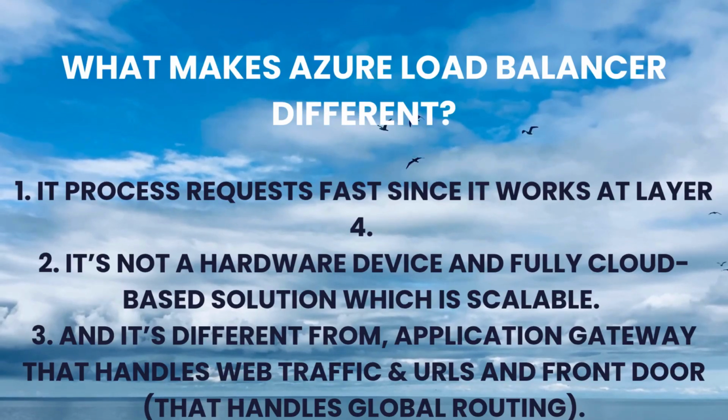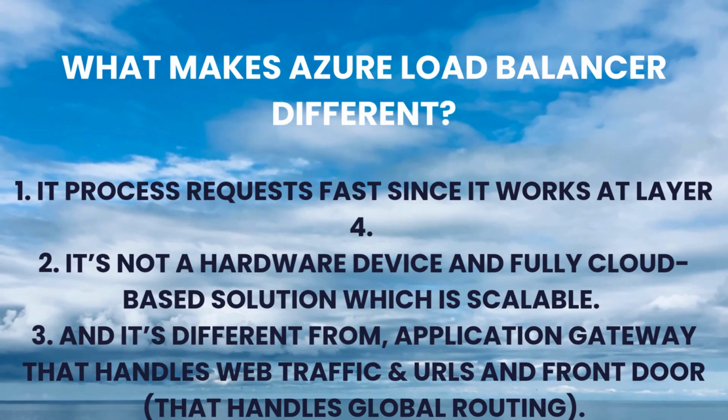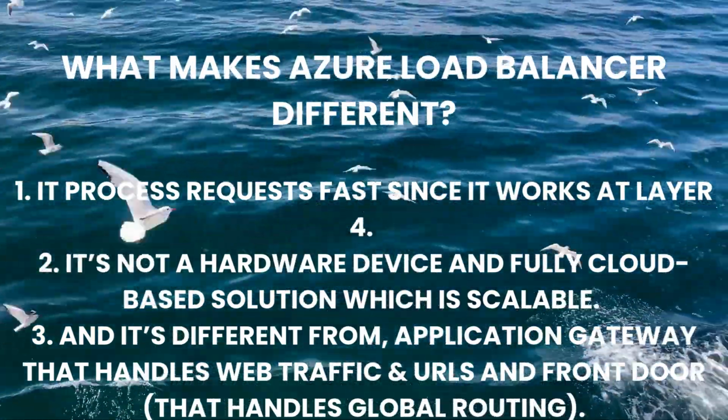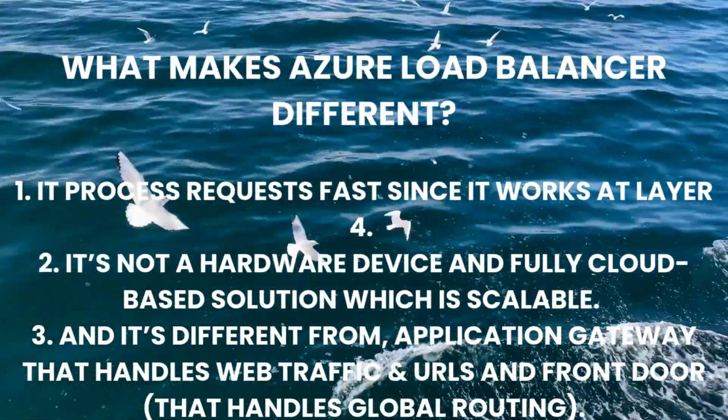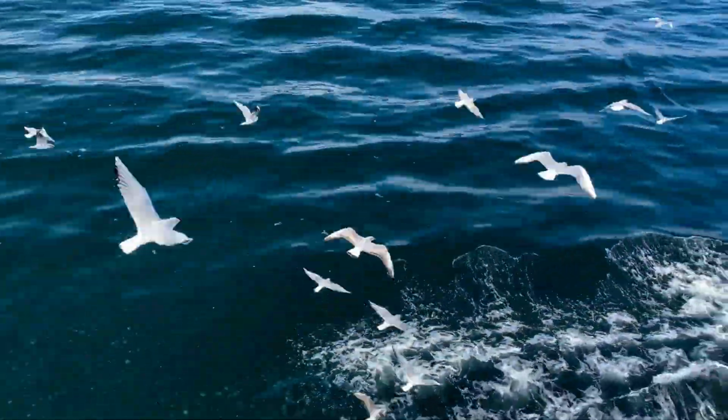So what makes Azure Load Balancer different? One, it processes requests fast since it works at layer 4. Two, it's not a hardware device and is a fully cloud-based solution which is scalable. Three, it's different from Application Gateway that handles web traffic or URLs and Front Door that handles global routing.